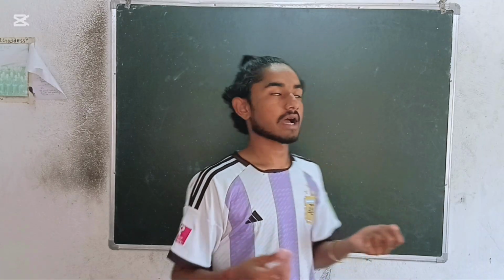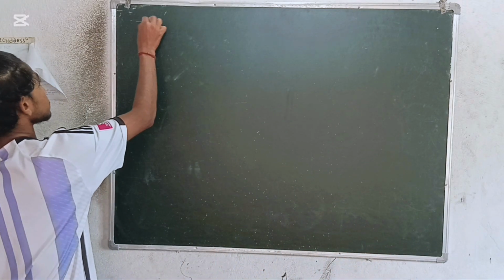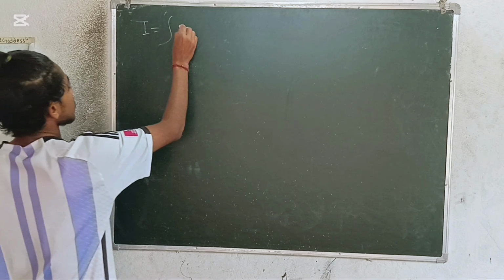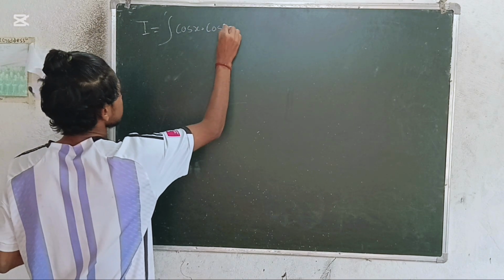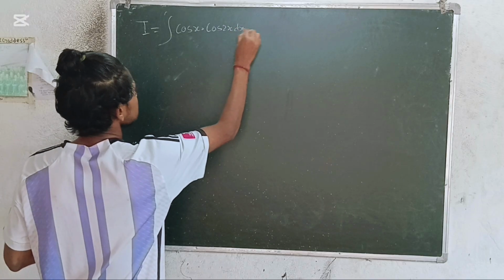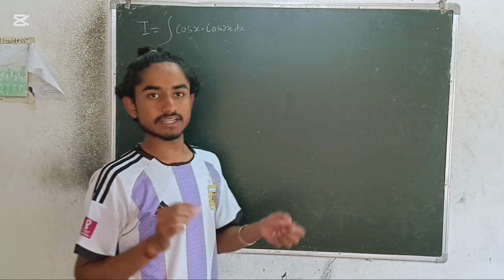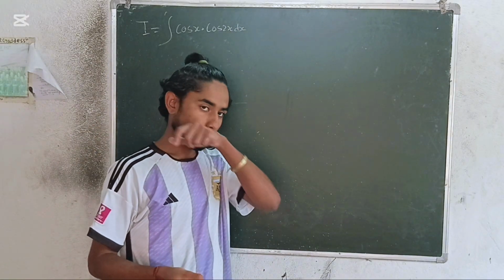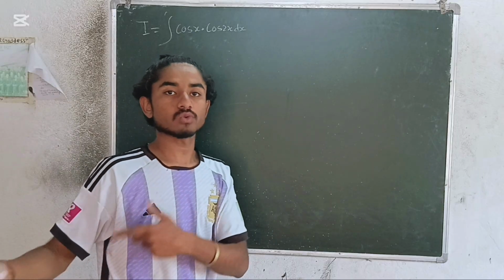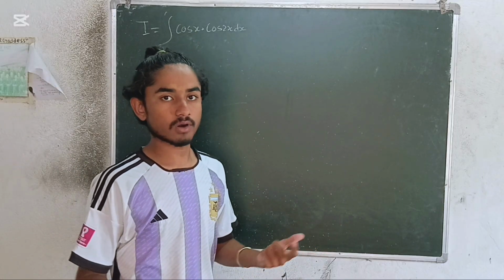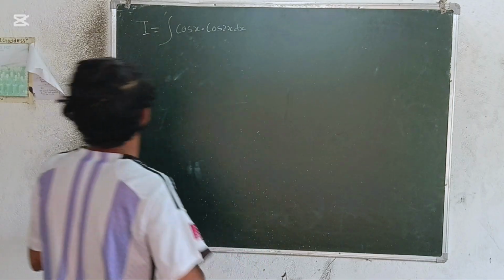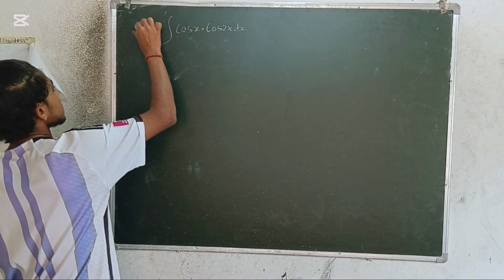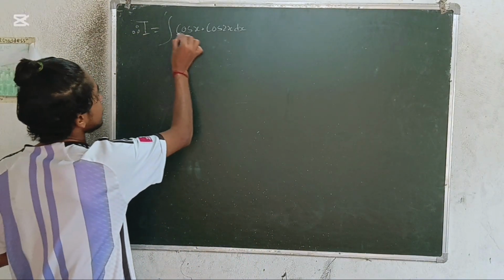For now I have an integral: the integral of cosine of x times cosine of 2x dx. Whoever feels this integral is very easy might not find it easy for others who are new to the basics of integral problems. In order to solve this integral, we have to see the pattern here.